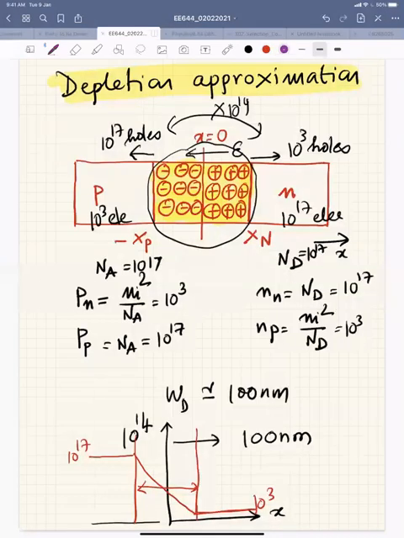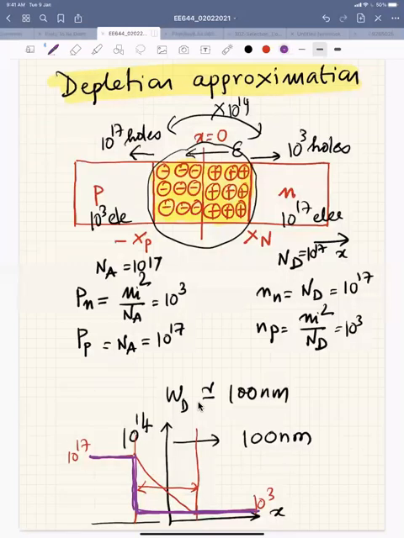So you could safely assume the depletion approximation, which just tells you this. I can assume this red curve is approximated by this purple one. So this is the depletion approximation.